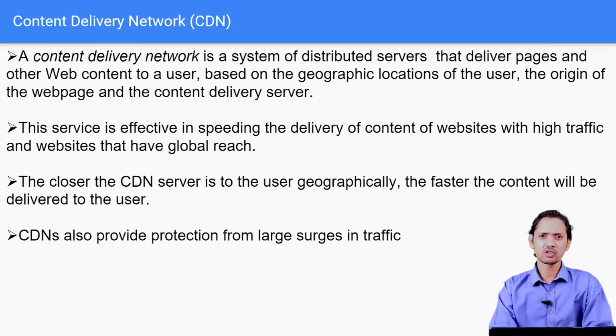AWS has hundreds of such content delivery servers, which are called edge servers, kept at edge locations. These edge locations are distributed across the globe in hundreds of major cities. CDN also protects your site from malware, from high surges in traffic, and from unwanted malicious scripts which are running across the internet.